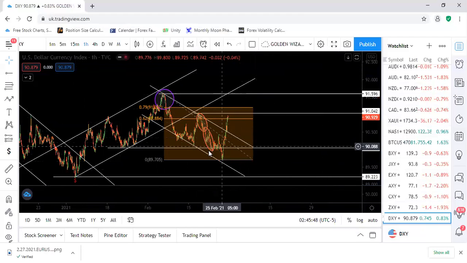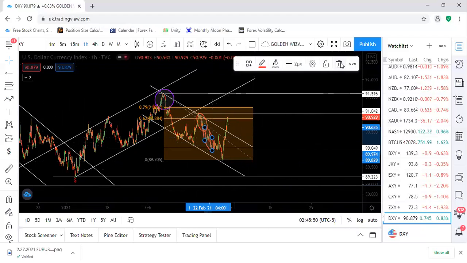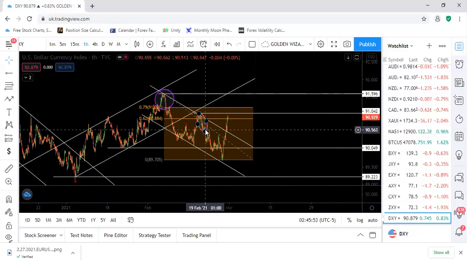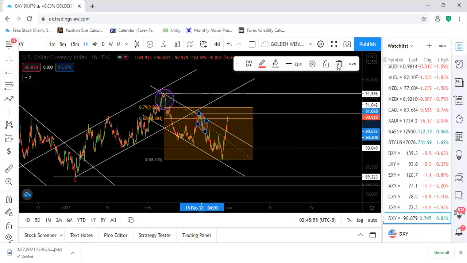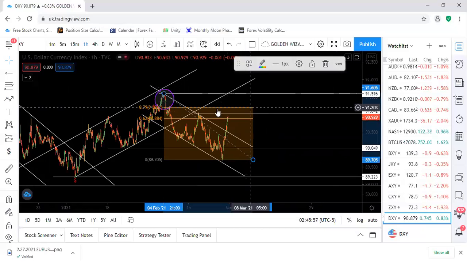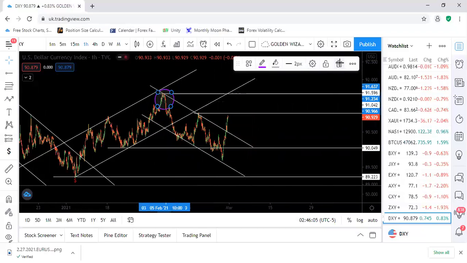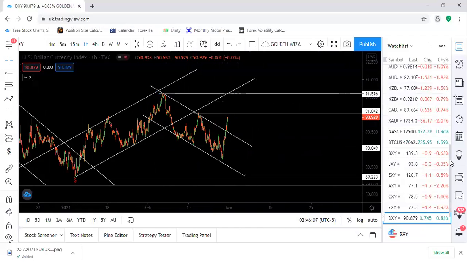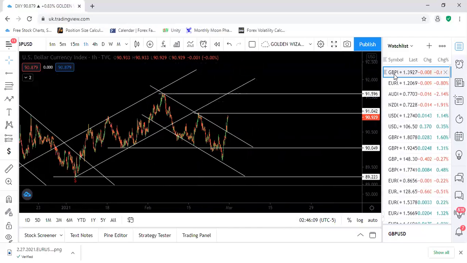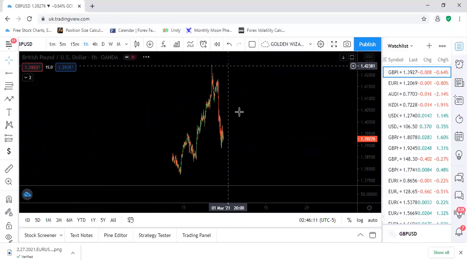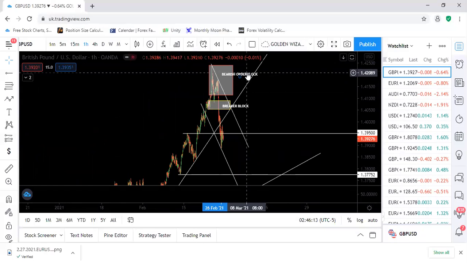We can see that the previous forecast was relatively accurate, and there were some nice setups on the pairs that developed. So let's take a look at those setups. We'll start out with GBP USD. Let me see. I believe I started marking up some things. Let me remove.